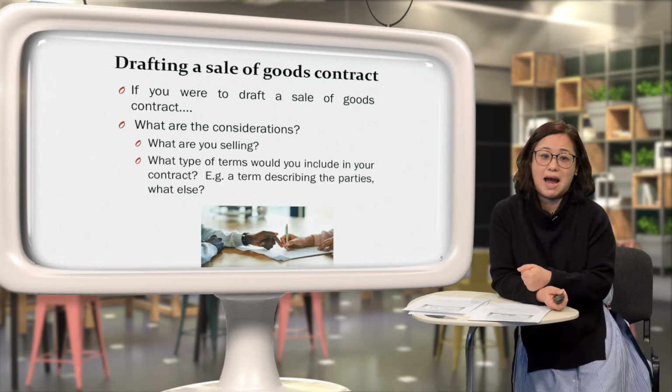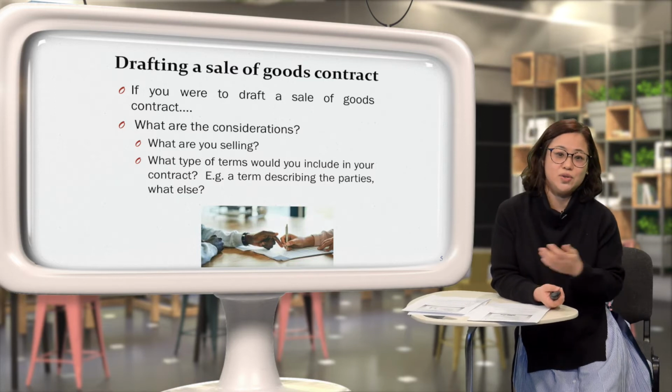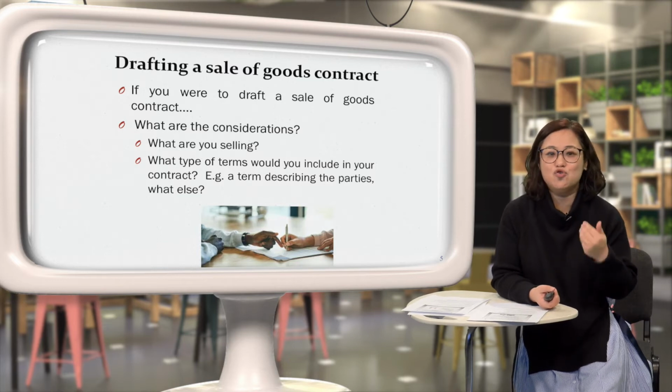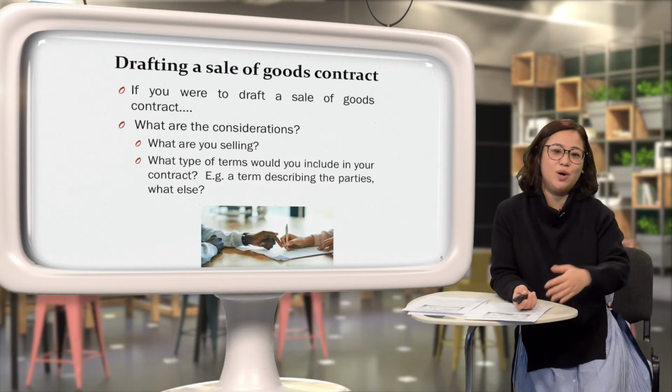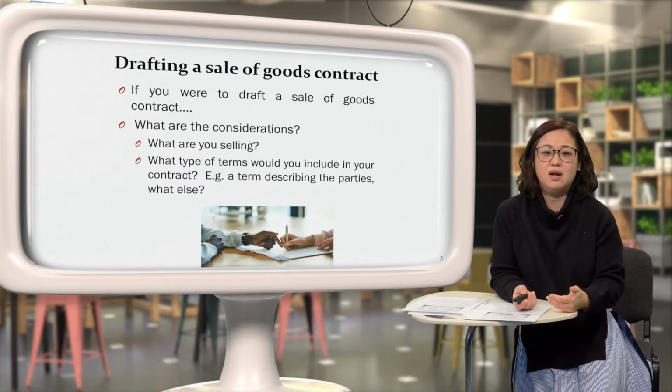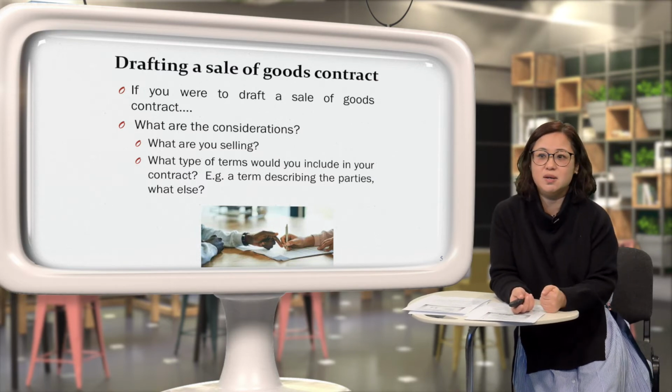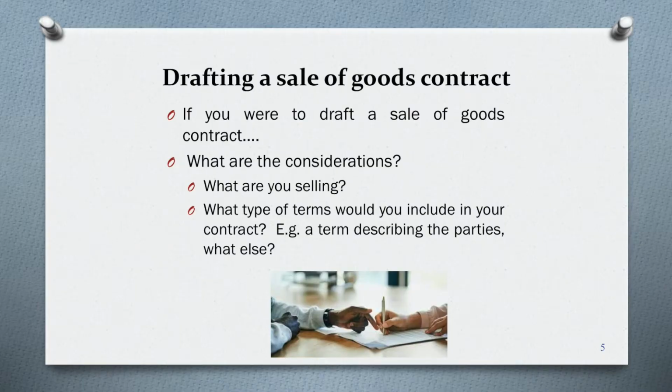With students live, what I actually ask my students to do in the workshop is to think about drafting a sale of goods contract. And we work out what the terms we will include in the contract are. So perhaps I can ask you to think about this: if you were drafting a sale of goods contract, for example, what would be the terms which you would put in your contract?